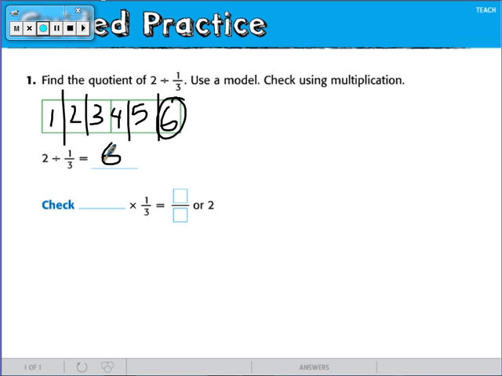So we're going to check it. 6 times 1/3 equals, well, remember we said when we multiply a whole number times a fraction, we make it a fraction, 6 over 1. So 6 times 1 equals 6, 1 times 3 equals 3, so 6 over 3 equals 2.